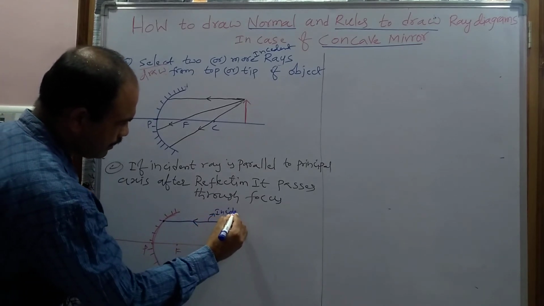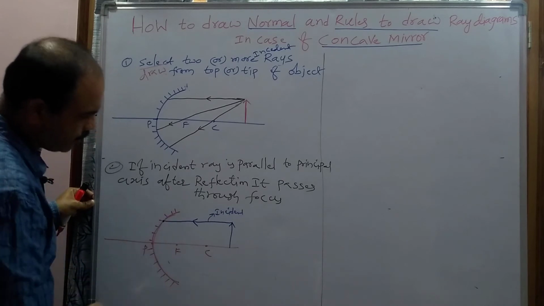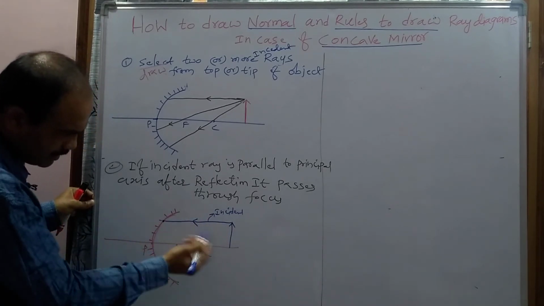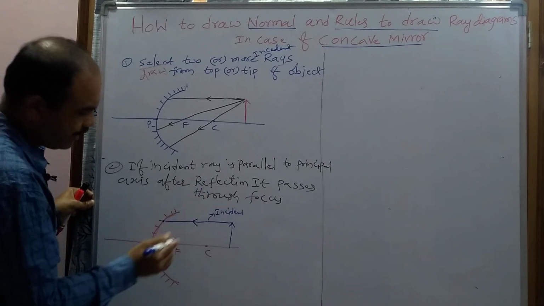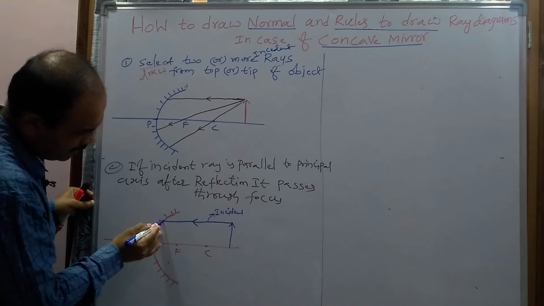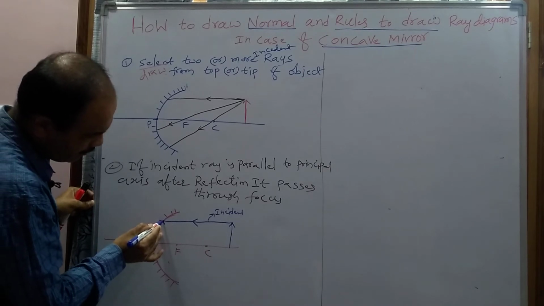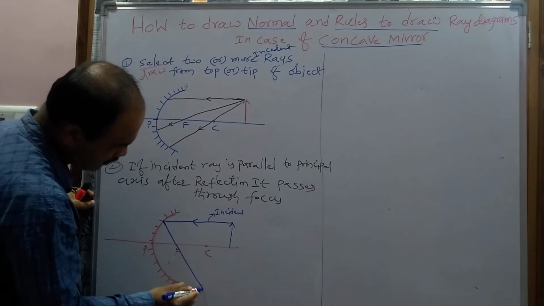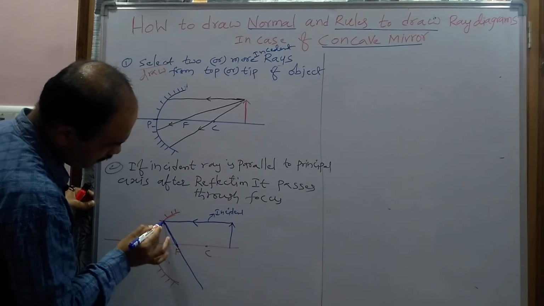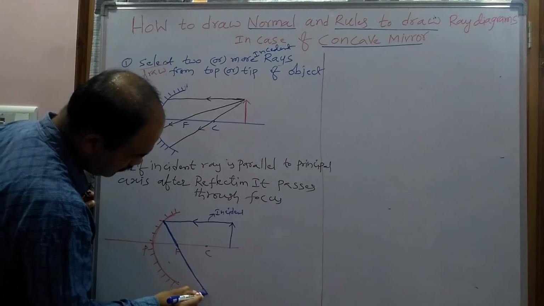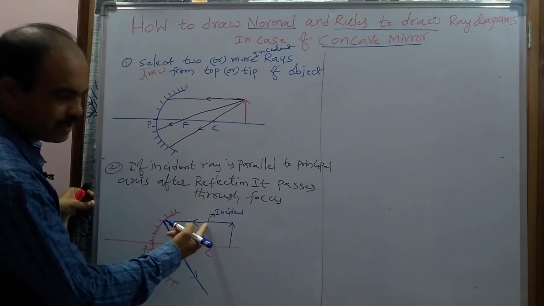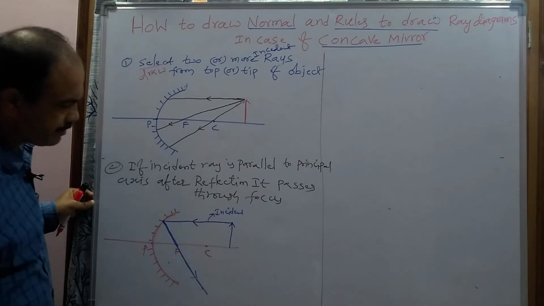This is the incident ray, incident on the concave mirror. It is parallel to the principal axis. So after reflection, what happened? After incidence, it will be reflected such that it passes through the focus. Now we draw a ray joining the focus and the point of incidence. This is called the reflected ray corresponding to this incident ray, which is parallel to the principal axis.